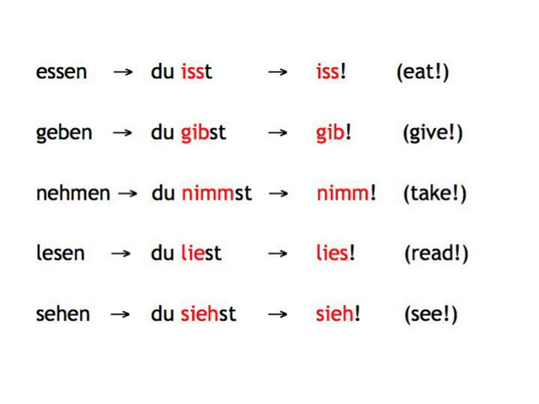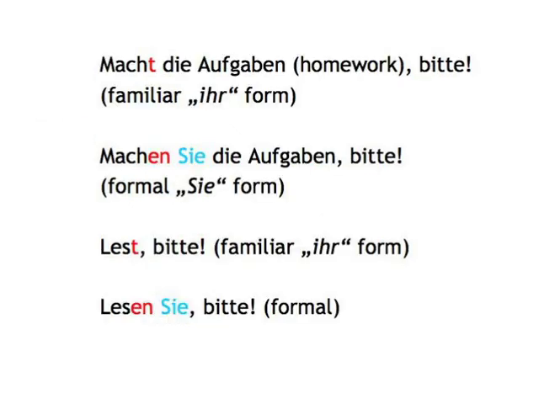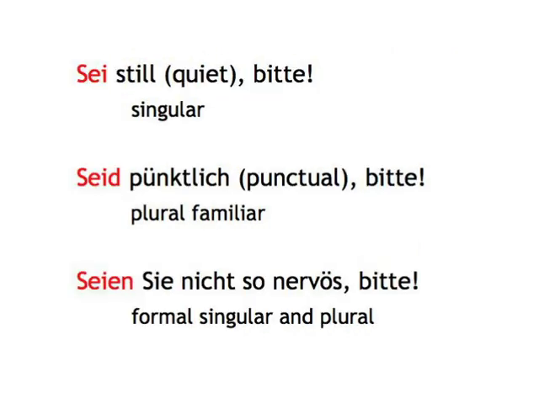The plural familiar and the formal imperative forms are exactly the same as the normal forms, but we do add Sie in the formal form to make things extra polite. Macht die Aufgaben bitte. That's the familiar ihr form. Machen Sie die Aufgaben bitte. That's formal. Lest bitte. That's the familiar ihr form again. Lesen Sie bitte. Formal.